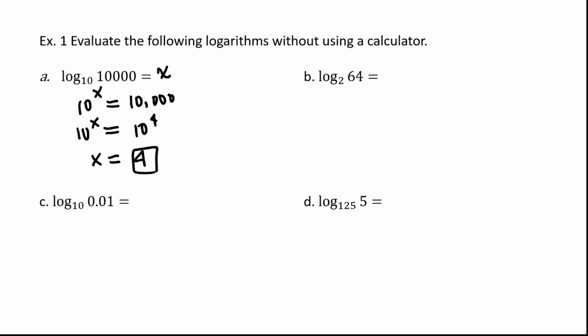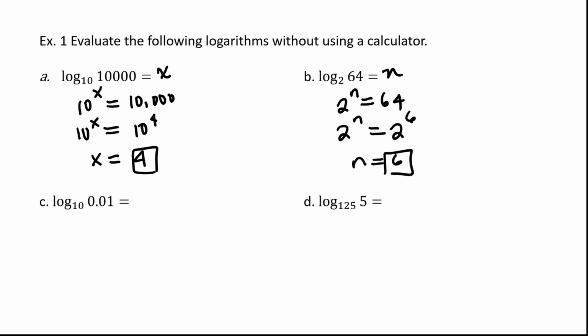Let's go to B. Log to the base 2 of 64 equals, we'll let it equal some number n. Then rewriting this logarithm as an exponent, we would write this as 2 to the n equals 64. Knowing the powers of 2, we know that 64 is 2 to the 6th. The bases are equal, so we set the exponents equal to each other, and we get n equals 6. So log to the base 2 of 64 equals 6.